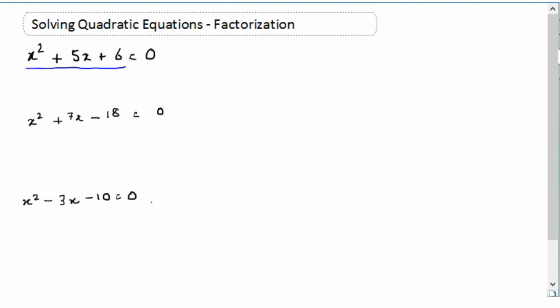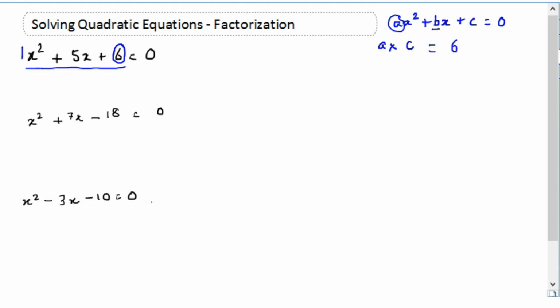So to do that, we first look at the standard form of the equation, which I hope you remember from the previous videos: ax squared plus bx plus c is equal to 0. That's the standard form of a quadratic equation. So the first step is to multiply a and c to find the product of a and c. In this case, a is 1 and c is 6, so the product of a and c is 6.